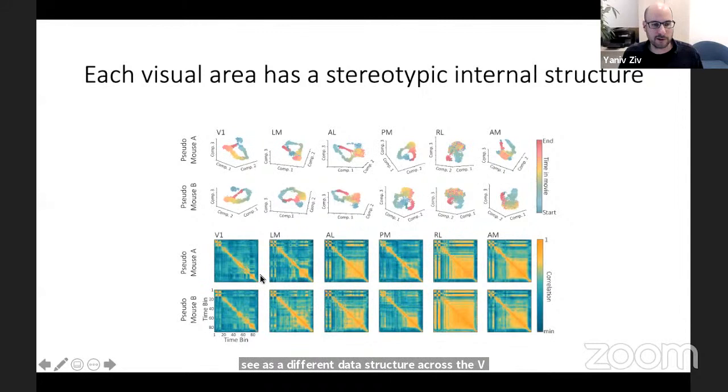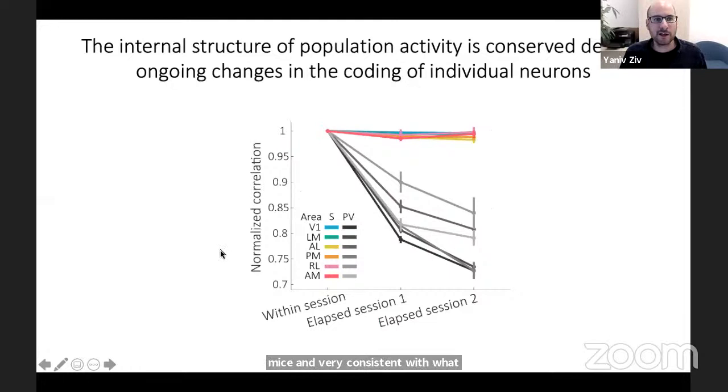And very consistent with what we find in hippocampus, despite ongoing changes in the coding properties of individual neurons, which are indicated here in grayscale, this is the change in population vector correlation as a function of elapsed time. In the calcium imaging data, the internal structure of population activity was conserved over time, as indicated here in the colored line for each of the six visual cortical areas. And we suggest that this stability of the internal structure of neuronal activity might underlie stable perception despite gradually changing coding properties of individual neurons.